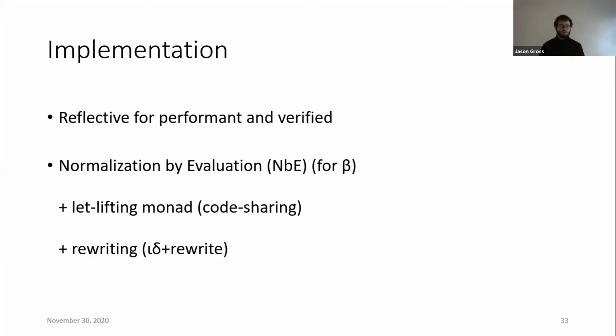Let me now tell you about the way that I implemented partial evaluation to solve these performance problems. I implemented it reflectively for performance and for verification, and I'll tell you what this means shortly. I used normalization by evaluation, which is a technique that exists in the literature for beta reduction. I rewrote this in a let lifting monad for code sharing preservation and fused it all with rewriting for iota delta reduction with rewriting.